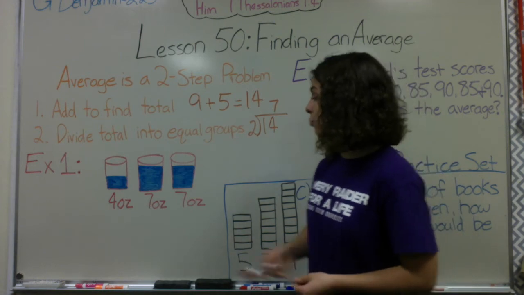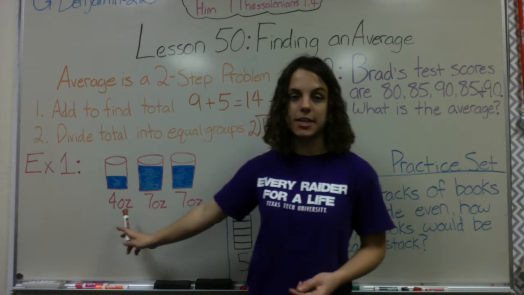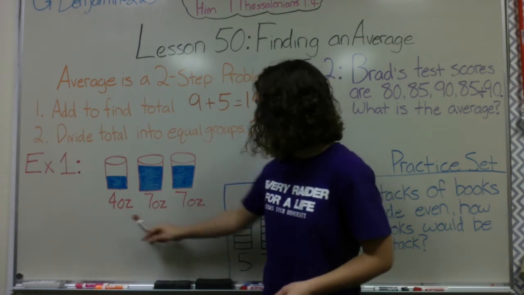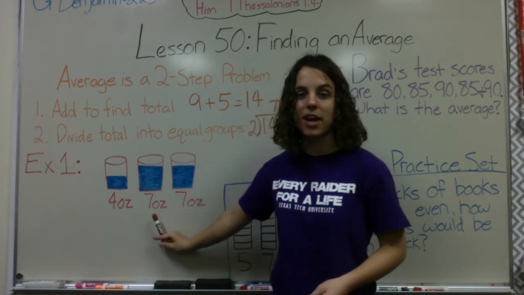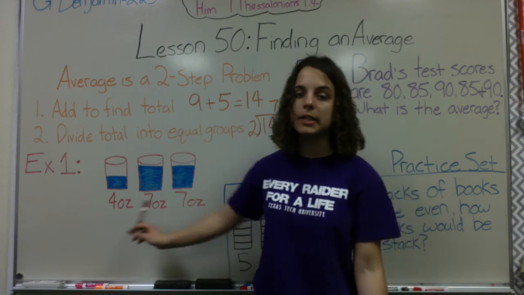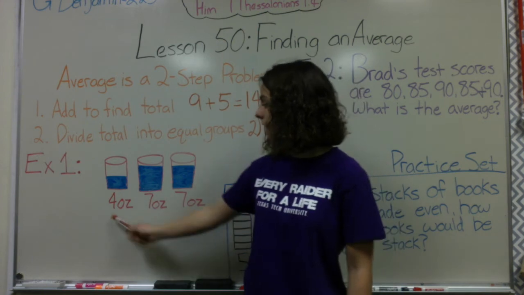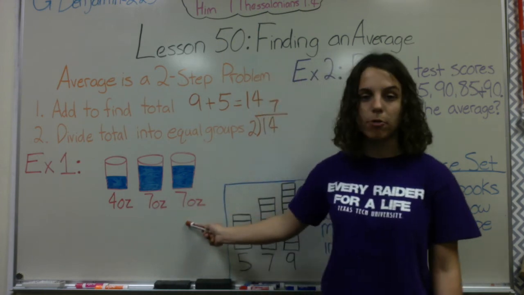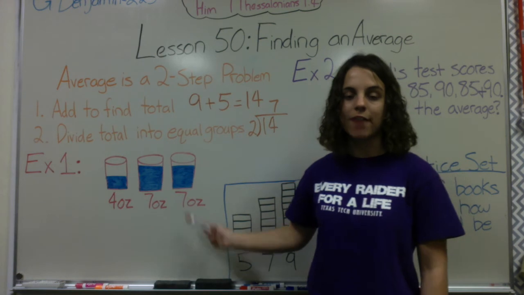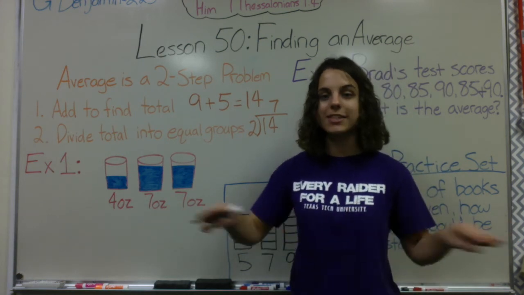Example 1, I have 3 glasses with different amounts of water in each cup. I have 4 ounces in this cup, 7 ounces in this cup, and also 7 ounces in this cup. But I want them to be completely even. I want to find how much each cup will have if they all have the same amount. That would be finding the average because I want to make my groups all equal. I want to make it even Steven.